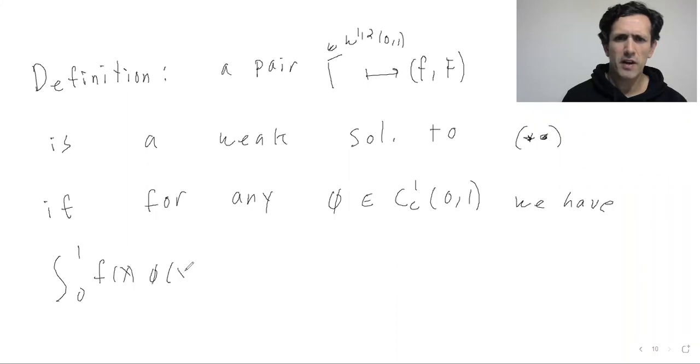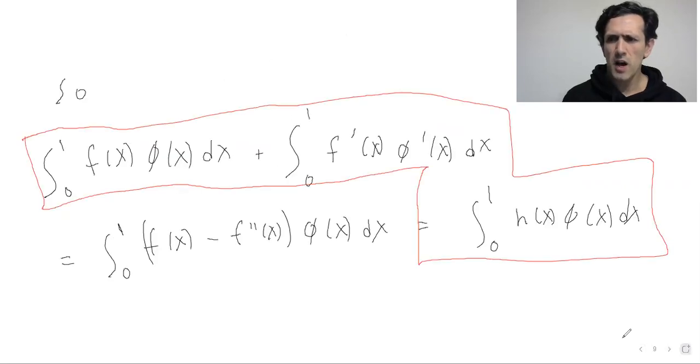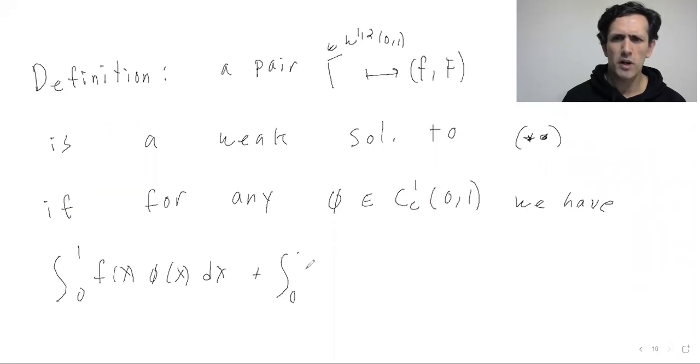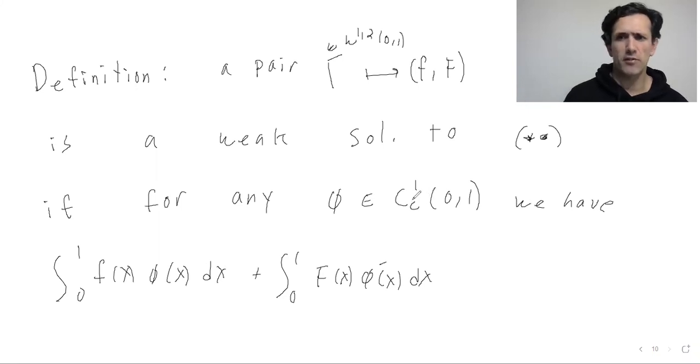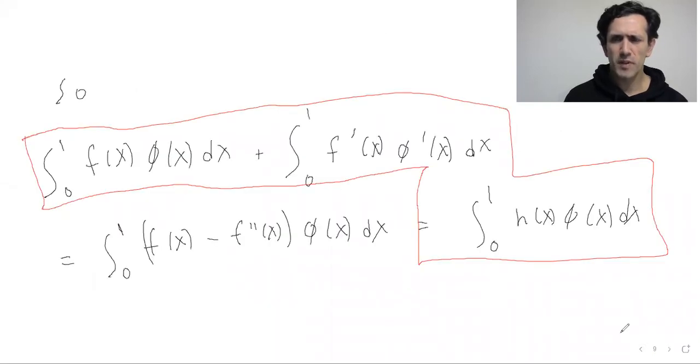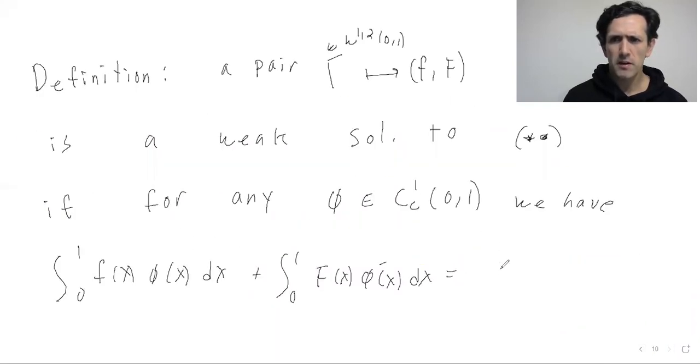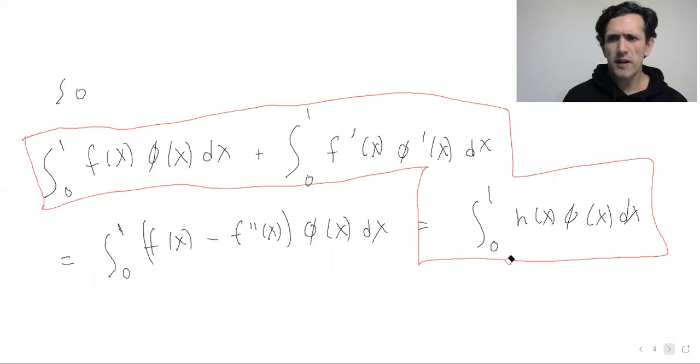F of x, phi of x, plus big F, or sorry, 0 to 1, f of x, phi prime of x. No ambiguity for phi prime, of course. Phi is absolutely normally, traditionally twice differentiable. Right. 0 to 1, big F, sorry, h of x, phi of x.